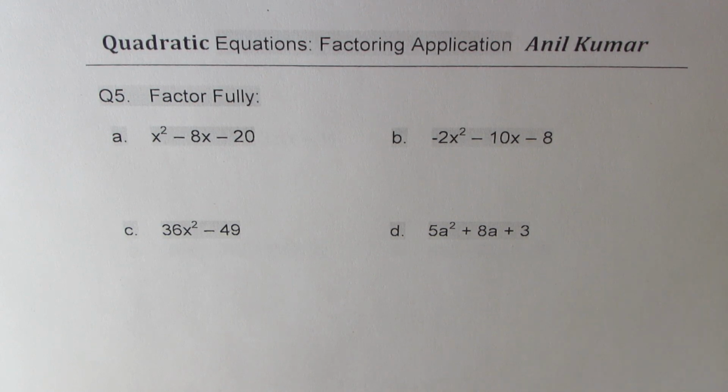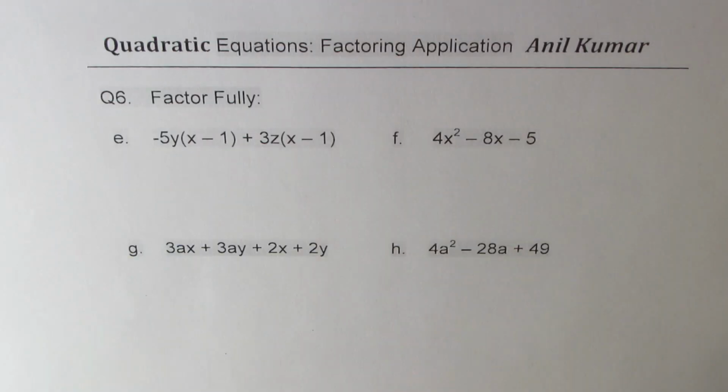Now question numbers 5 and 6 are simple: factor fully. We have 4 examples here and then 4 examples for question number 6. You can pause the video, even start from question number 6 if you want, so you can do it in reverse order also. These questions at the end are simpler compared to the questions in the beginning. I hope you have taken note of all these questions, and now it's time to solve the test paper.